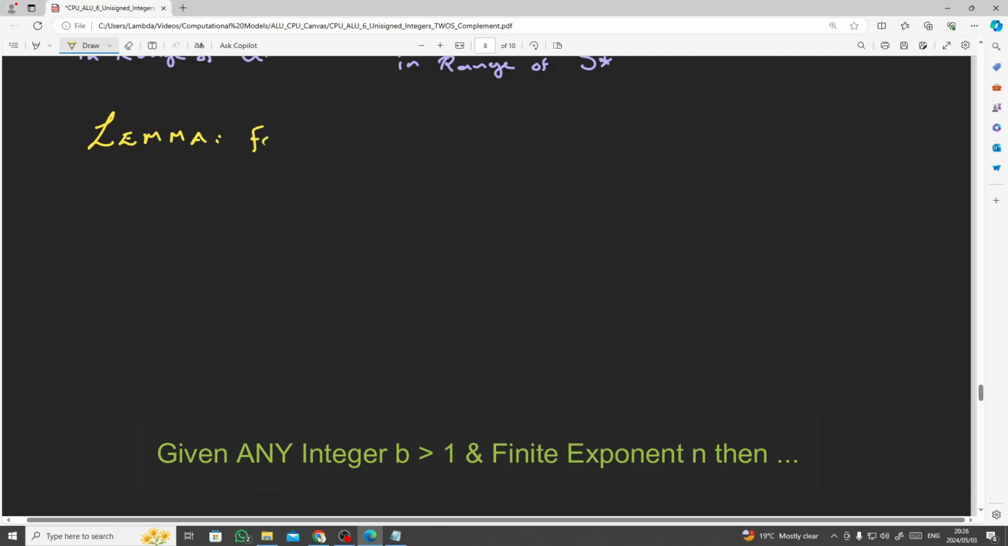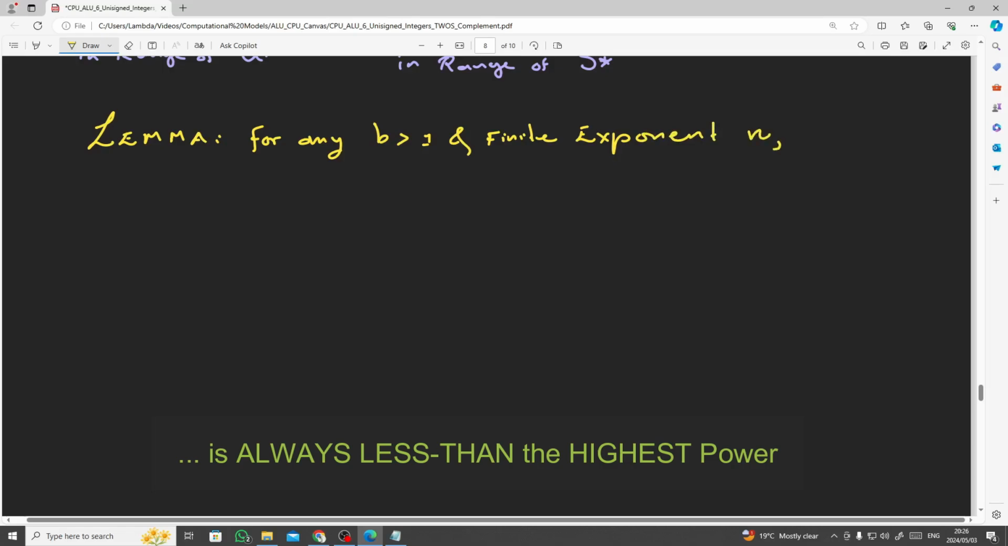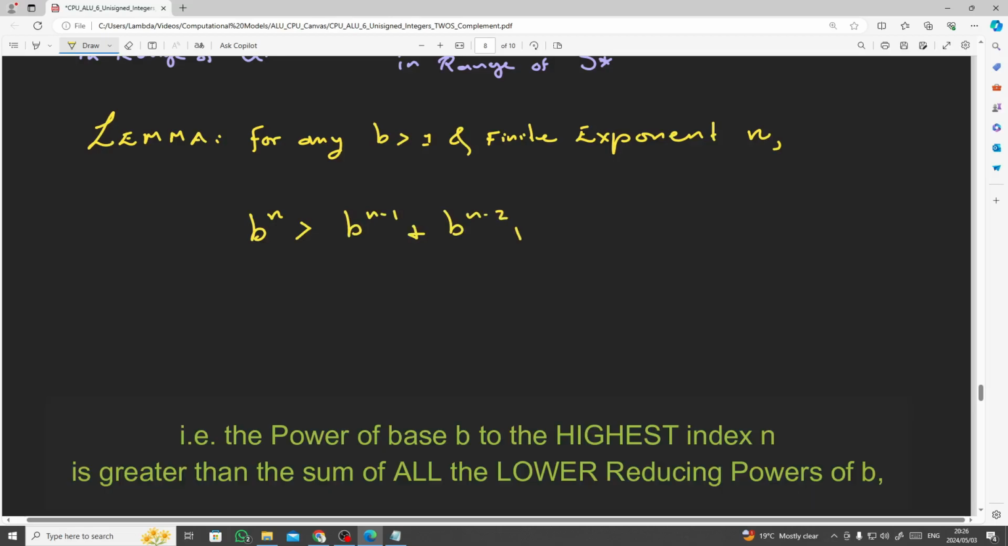Given any integer b greater than 1, and finite exponent n, then the sum of all lower powers up to and including the second last term is always less than the highest power. This can be more easily expressed as a relation involving base b and exponent n indexed 0 through n. It is symbolically b to the power of n is greater than b to the power of all the reducing exponents, all the way recursively down to 0.